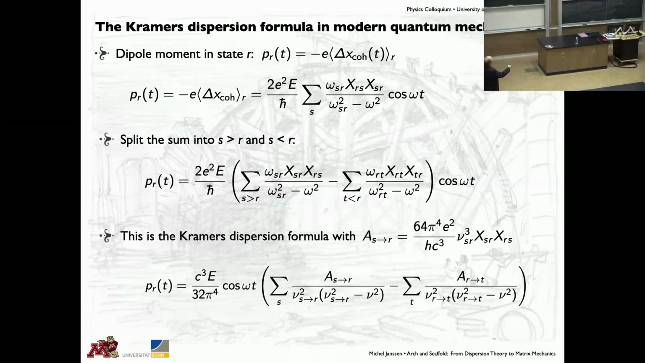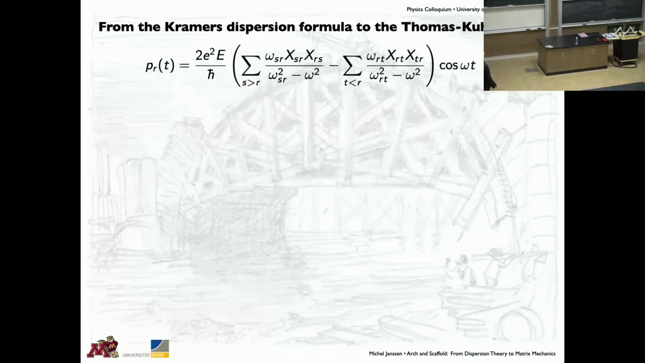You can then identify these. Remember what Casimir was saying: these things here, the transition probabilities, are related to these virtual oscillators. Now you get the matrix elements of position, and you get the Kramers dispersion formula. That was the hard part.